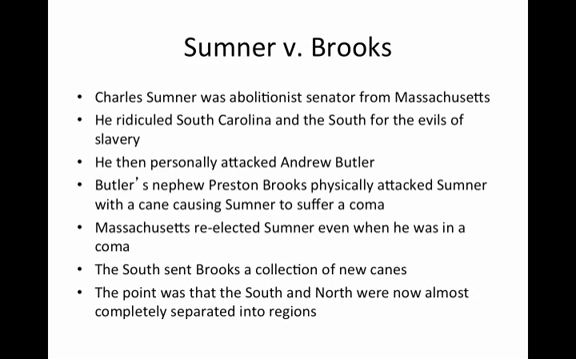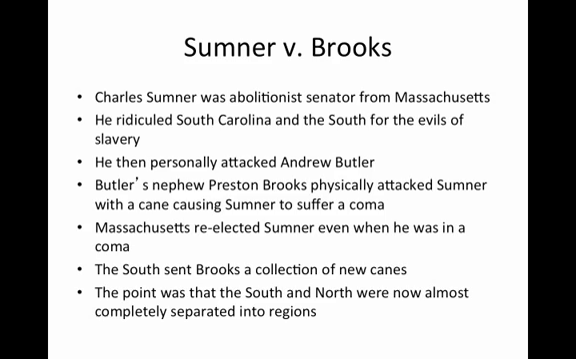This all led up to one of the most important symbolic events in American history leading up to the Civil War, known as Sumner v. Brooks. Charles Sumner was an abolitionist senator from Massachusetts. He was also strongly religious. At one point, he got up in front of the Senate and ridiculed South Carolina and the South for the evils of slavery. He then personally attacked, on a rhetorical level, Andrew Butler. Butler's nephew, Preston Brooks, physically attacked Sumner in the Senate with a cane, causing Sumner to suffer a coma.